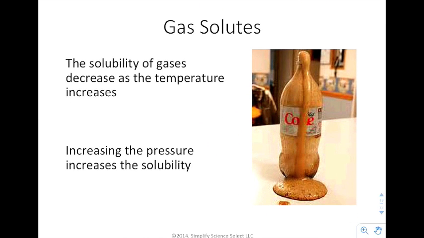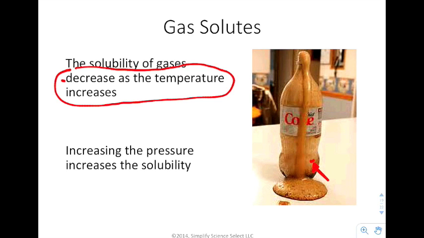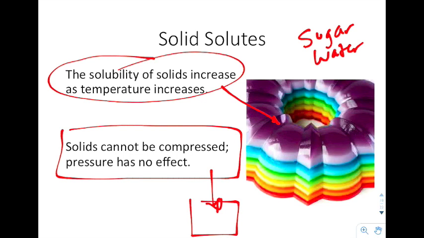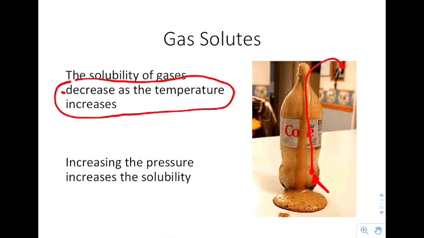Gas is a little bit different. The solubility of a gas decreases as temperature increases. The reason is, as you increase the temperature, you're giving more energy to the gas, and the gas can escape the Coke bottle. So for solids, increasing the temperature allows you to dissolve more. For gases, increasing the temperature allows you to dissolve less. If you want to keep more gas in there, you actually have to decrease the temperature. And that's why we tend to store sodas in the refrigerator.